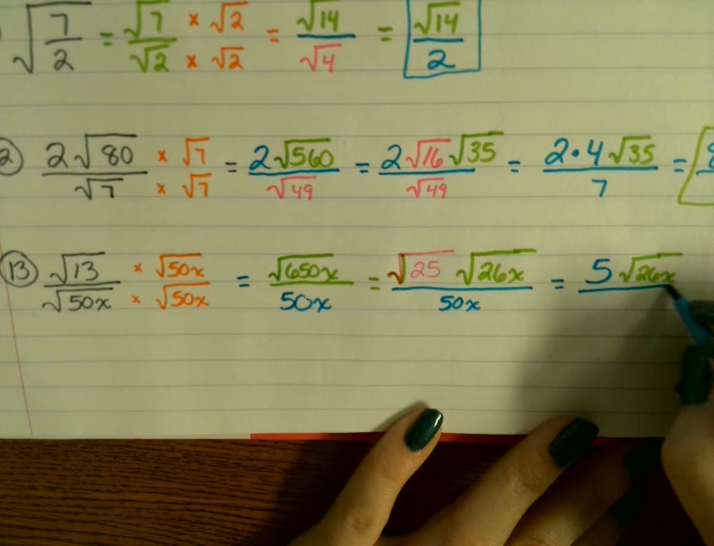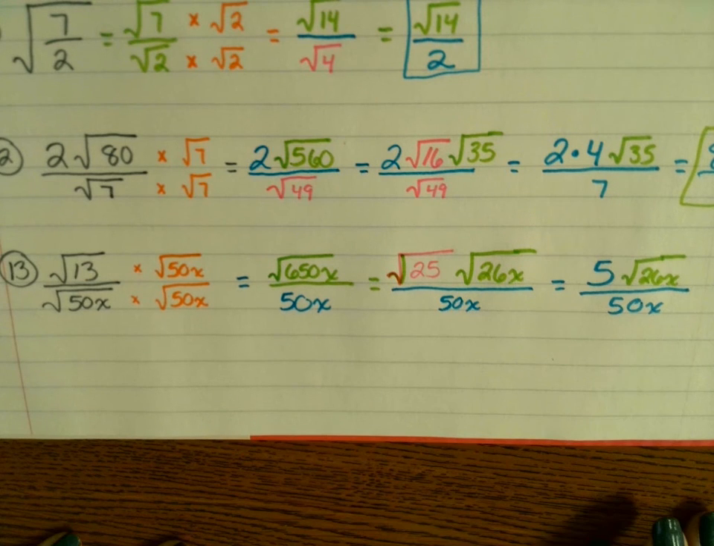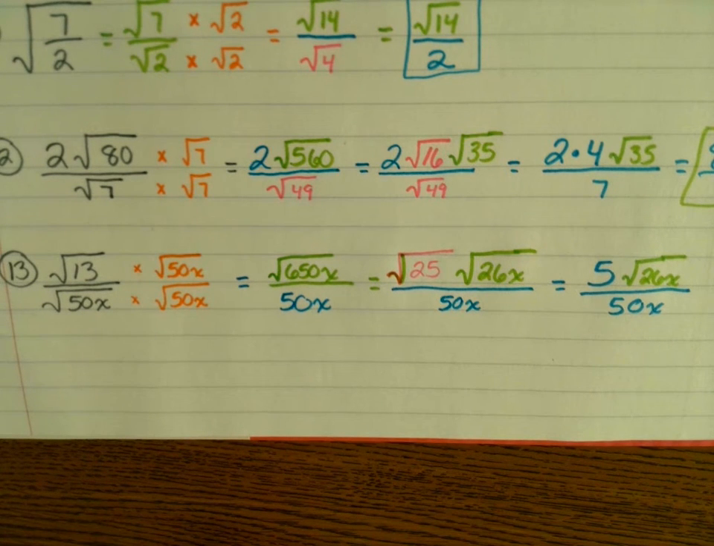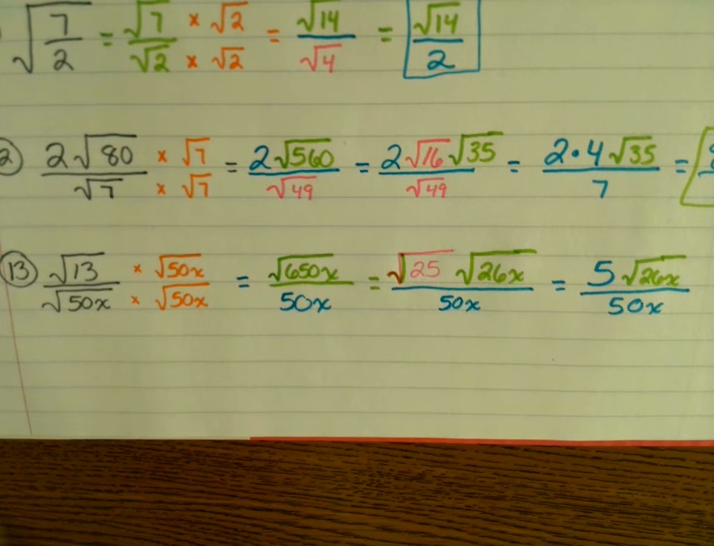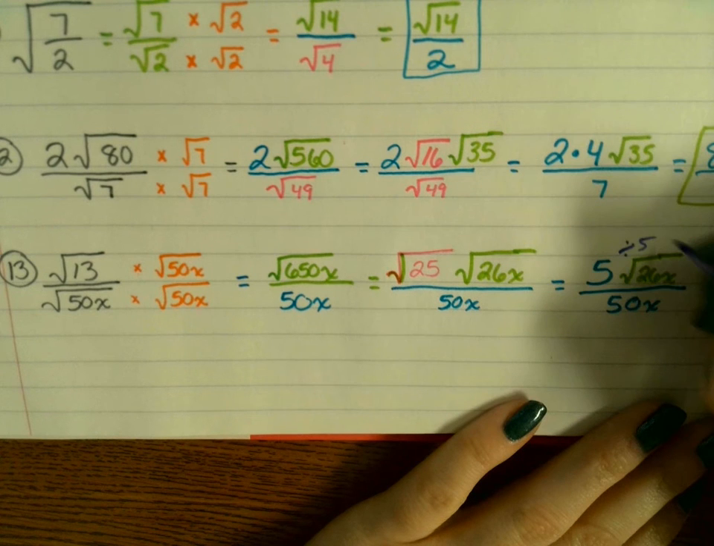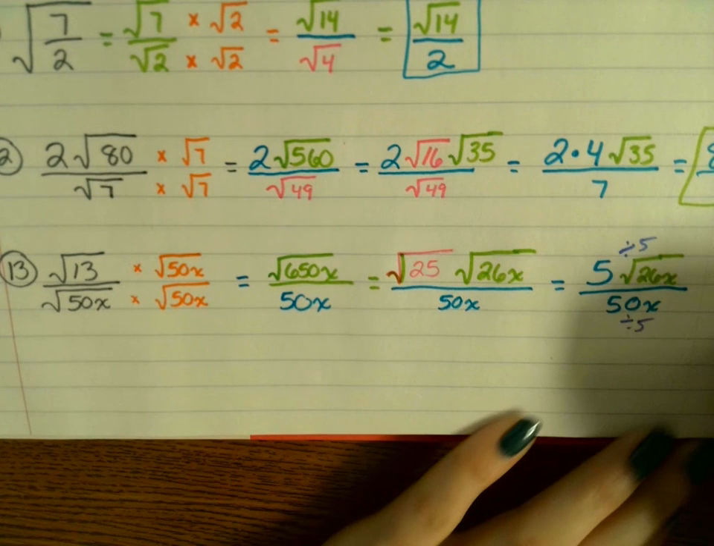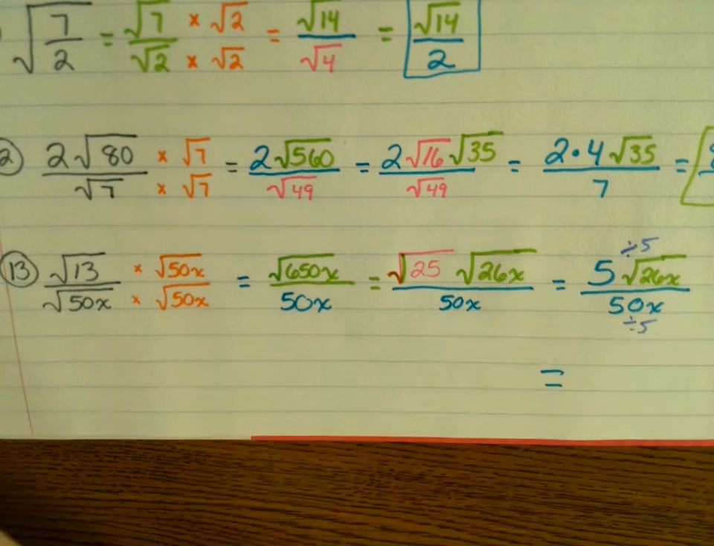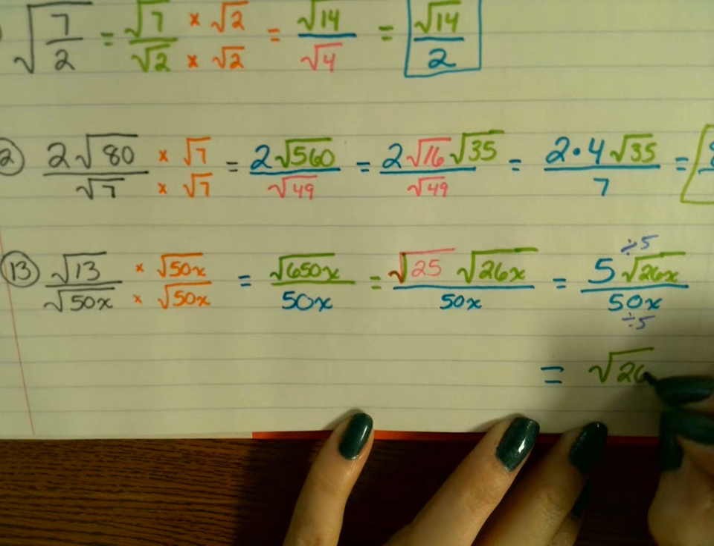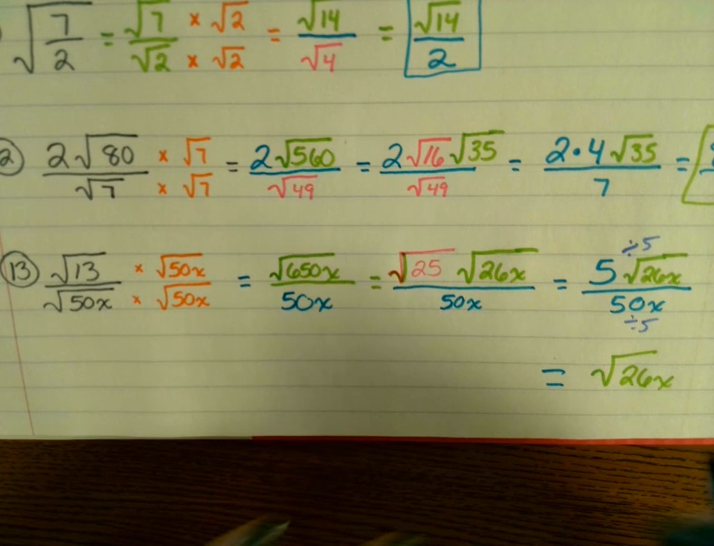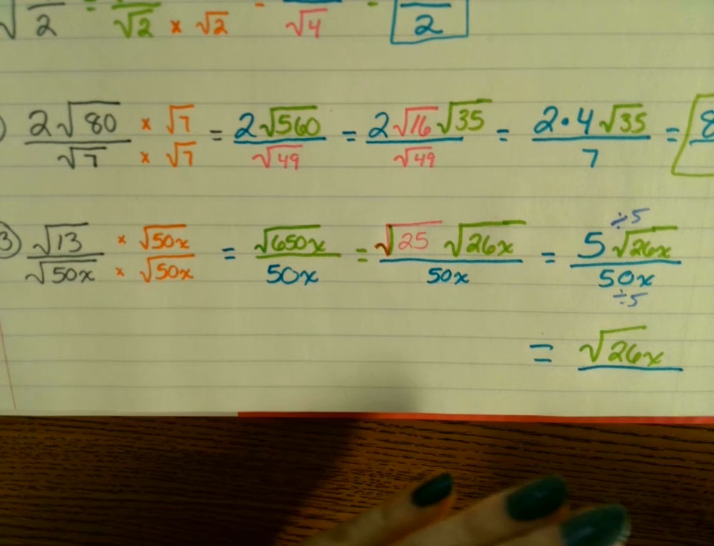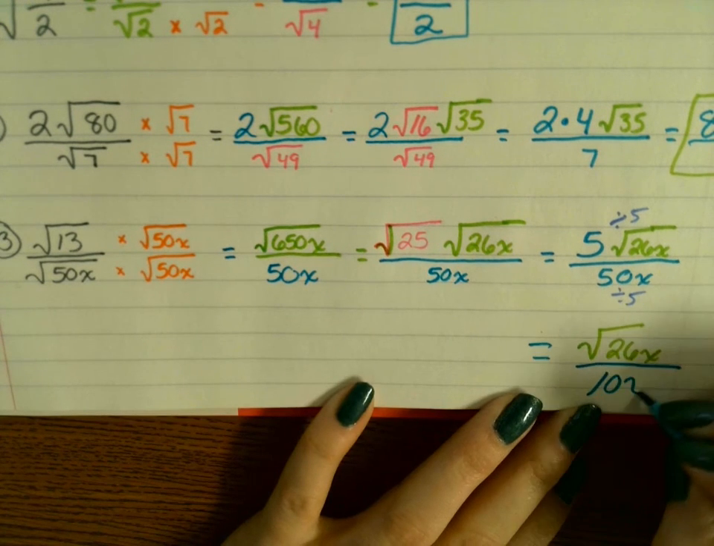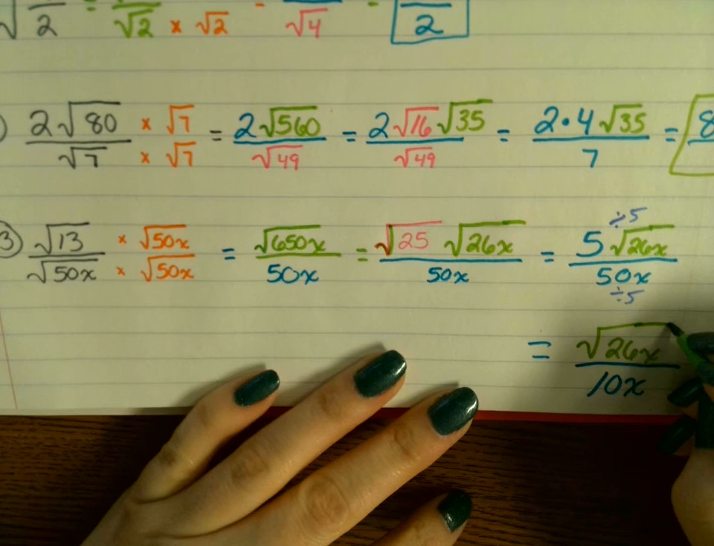Now let me just look at the blue. Can I simplify the blue? Can 5 over 50 be simplified? Yeah, they're both divisible by 5. They're both divisible by 5, so my final answer here is just going to be, well, 5 divided by 5 is 1, so I'm just left with that square root of 26x over, what's 50x divided by 5? What's 50 divided by 5? 10. So I'm left with just 10x. I cannot simplify any further. That's as simplified as it's going to get. Okay?